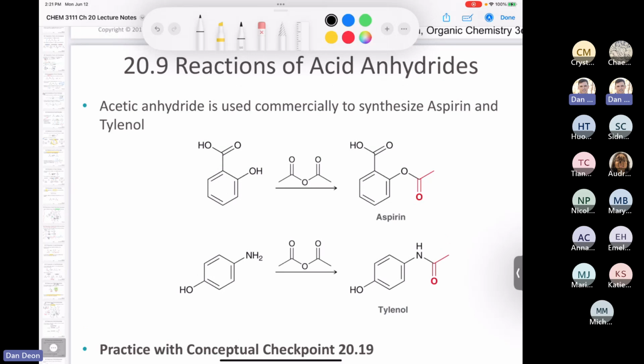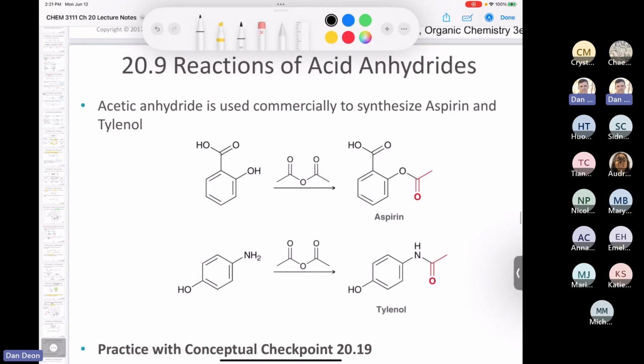One would be the synthesis of aspirin from salicylic acid. So this is this compound here. This is salicylic acid. And then if you acetylate the alcohol, or the phenol, you make aspirin, acetylsalicylic acid. I won't write that down. And then you can take para-aminophenol and you can make paracetamol, which is acetaminophen or Tylenol. Anyhow, so two reactions that involve acetylations.